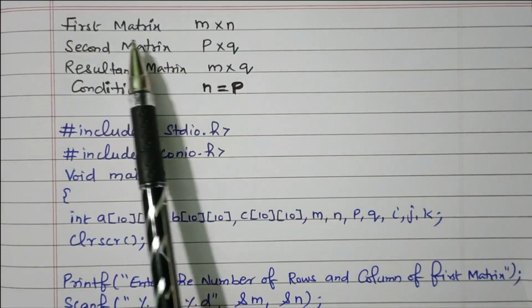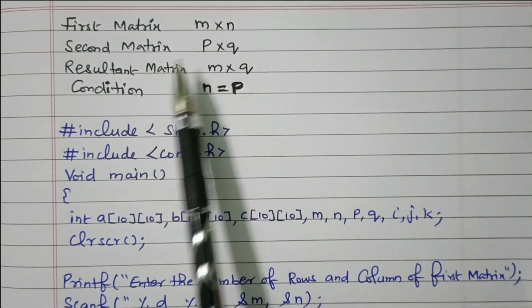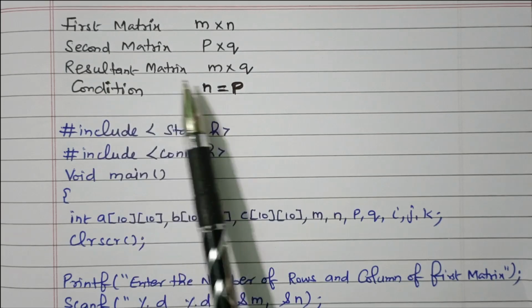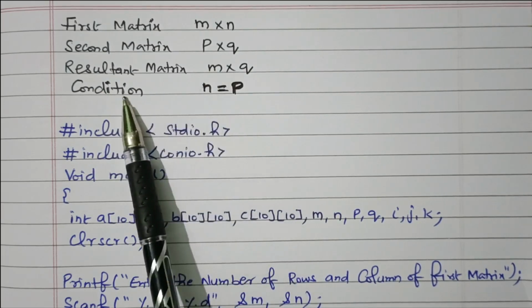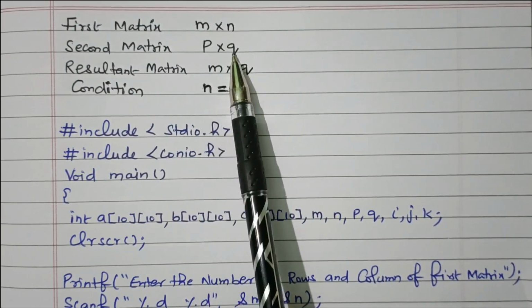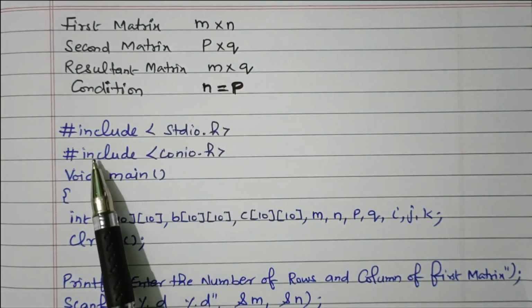The first matrix is M into N dimension. The second matrix dimension is P into Q. The resultant matrix is M into Q. The condition is N equal to P. This N equal to P, resultant matrix M into Q, right? Now we'll start the program.